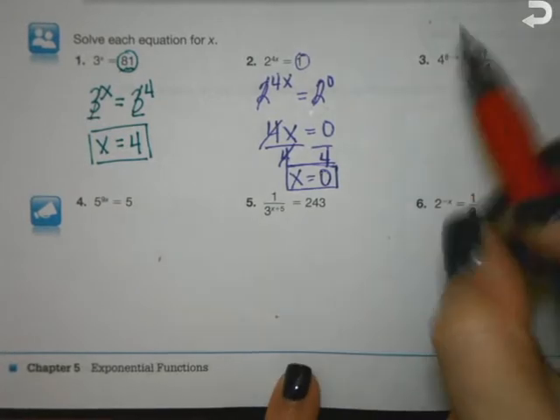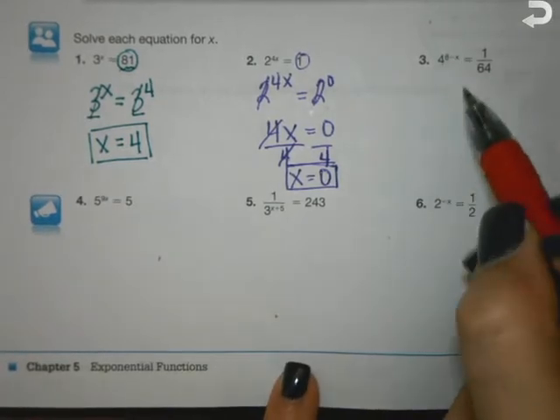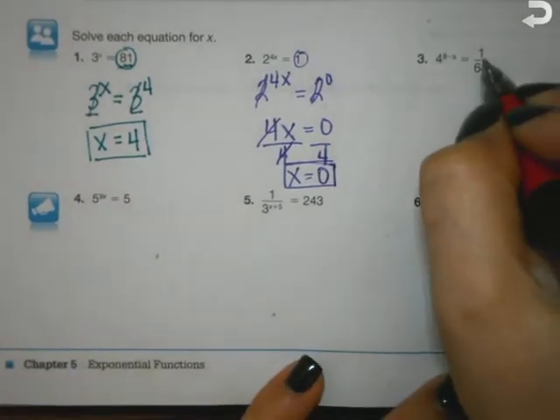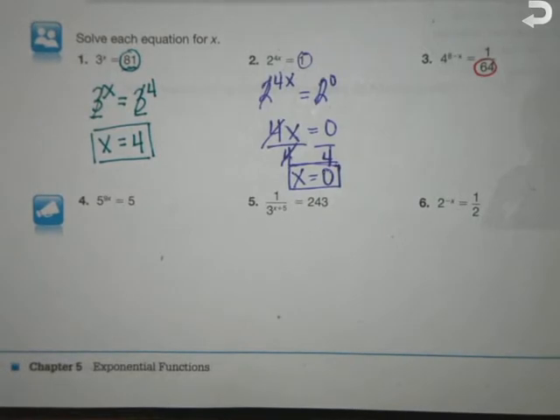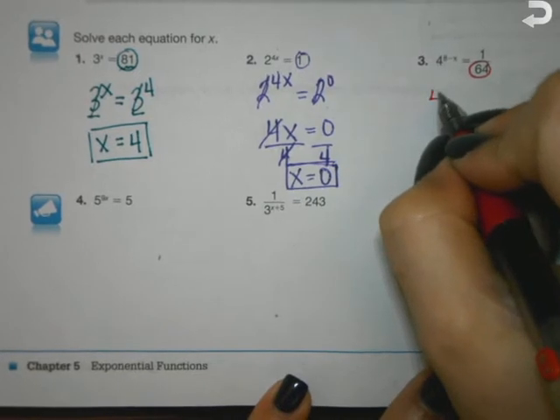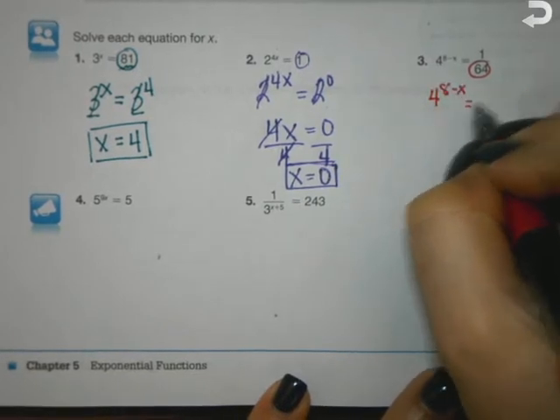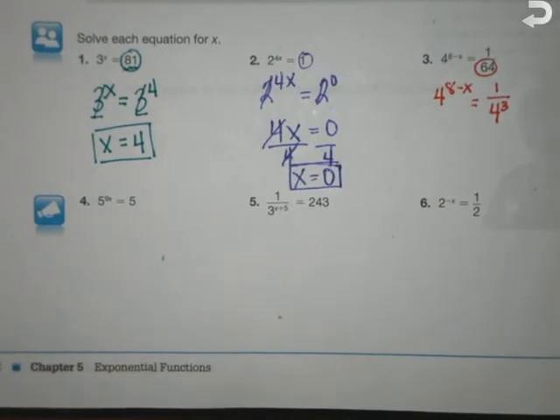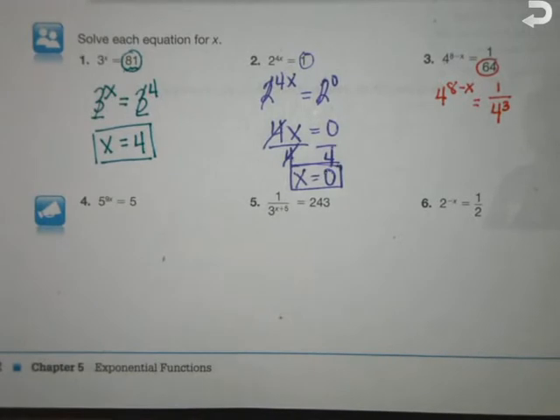Alright, number 3. 4 to the 8 minus x equals 1 over 64. Can I rewrite 64 so that it is a base of 4? Yeah, 64 is 4 to the what? 4 to the third. So let's rewrite this. 4 to the 8 minus x equals 1 over 4 to the third power. You have to keep it as a fraction for right now. Now, do I have the same bases yet? I say no. Can anybody tell me why they think it's no? Brittany.